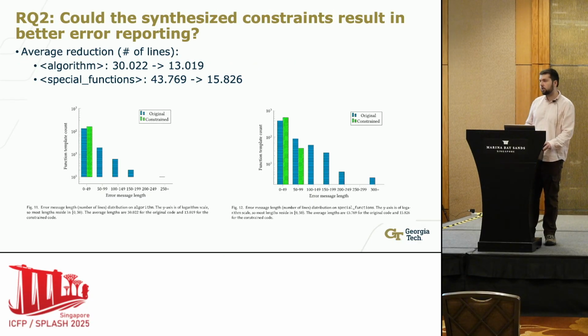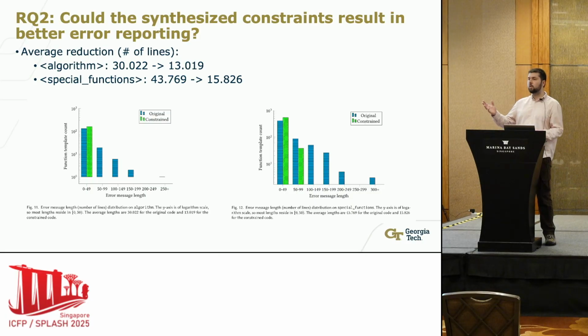The second question that we evaluate is how useful these synthesized type constraints are for the end users. And as a proxy for that, we measure the length of error messages that are given by the compiler if you try to call the functions improperly with inputs that don't match the type parameters. For both of the benchmark sets, the average number of lines of error messages decreases substantially by more than half, and in the case of special functions, from 43 all the way down to 15.